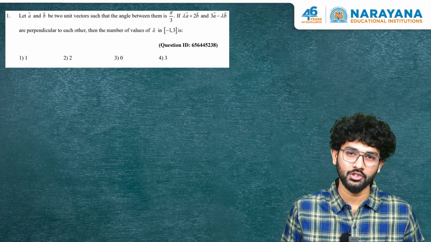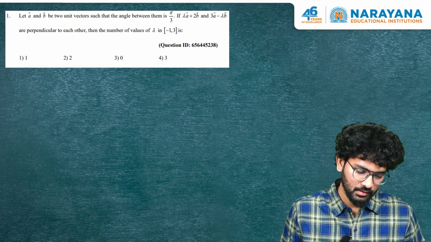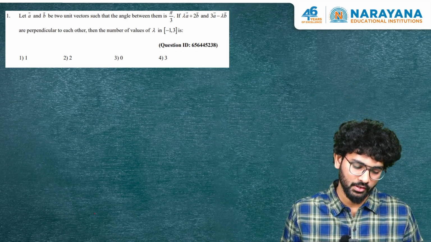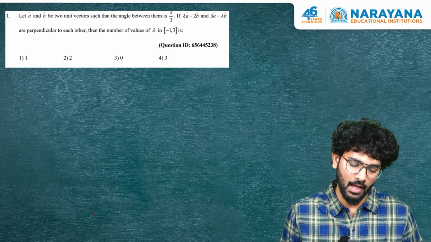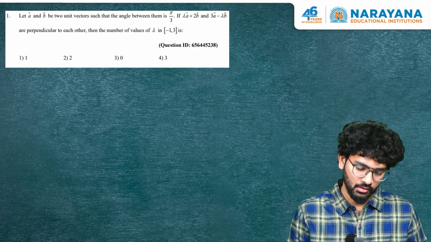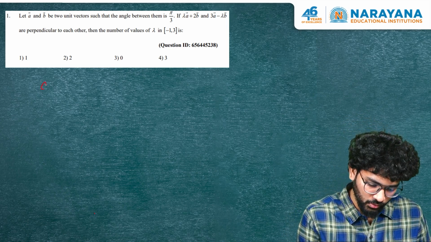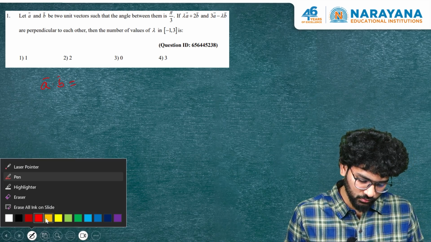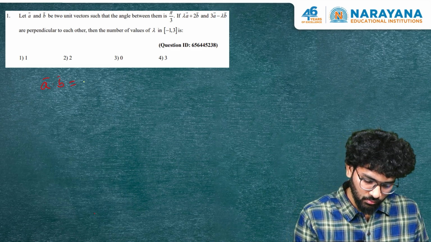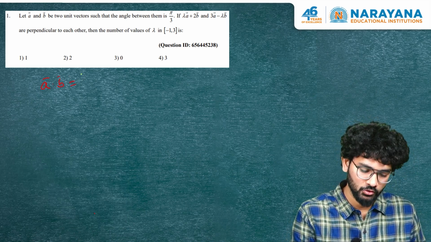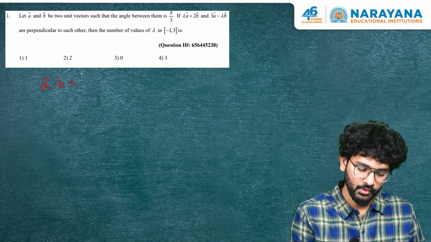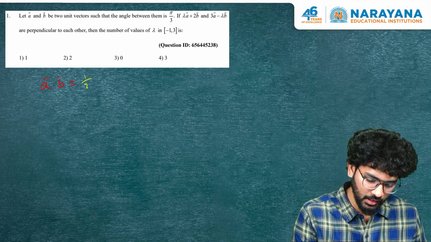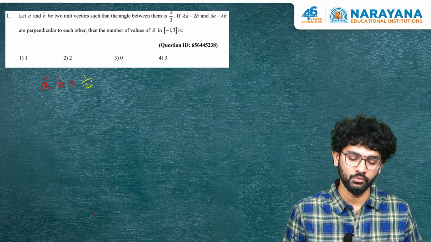Let us get into the first question. Given that A bar and B bar are two unit vectors such that the angle between them is pi by 3. So from that we can say A bar dot B bar is equal to mod A mod B cos theta. Since mod A is 1, mod B is 1 and theta is pi by 3, we will get A bar dot B bar equal to 1 by 2.